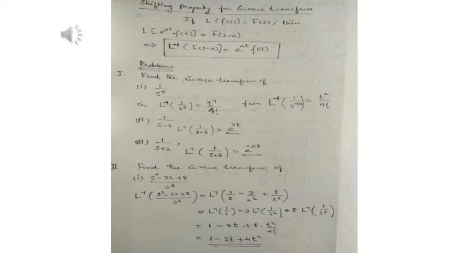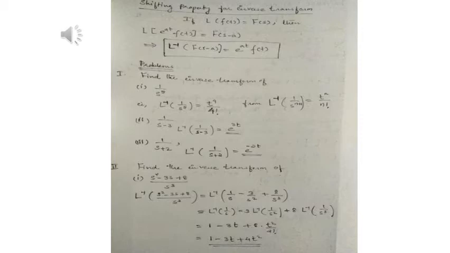Then 1 by s minus 3. So L inverse of 1 by s minus 3 is equal to e raised to 3t. Why? Because we know that L inverse of 1 by s minus a is equal to e raised to at. And also from the shifting property, L inverse of F of s minus a is equal to e raised to at into f of t. Here the value of a is 3, so that is e raised to 3t into, instead of f of t, it is 1. So the answer is L inverse of 1 by s minus 3 is equal to e raised to 3t into 1.